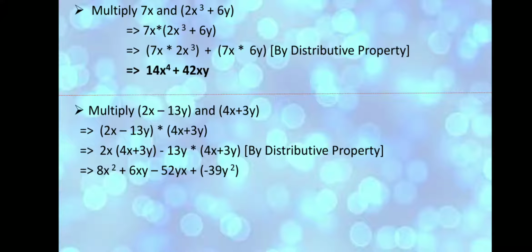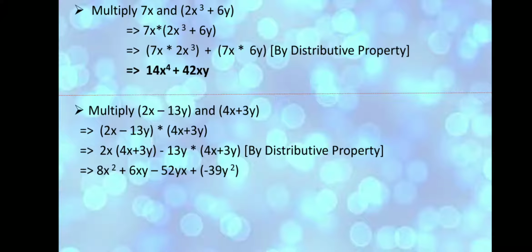Now what will you be getting? You will be getting 8x square plus 6xy minus 52yx minus 39y square.